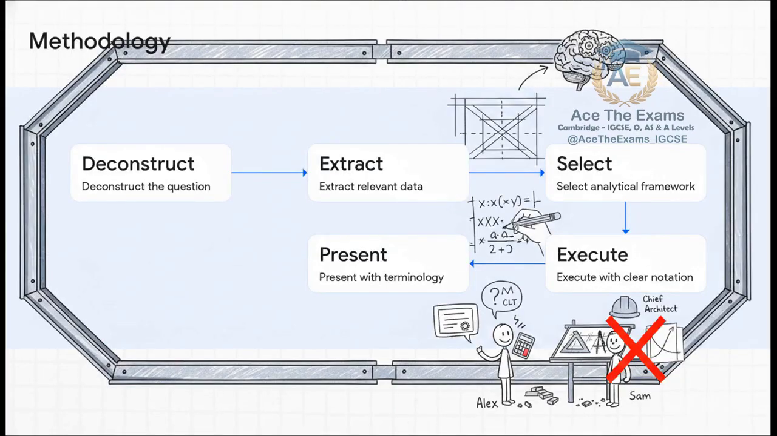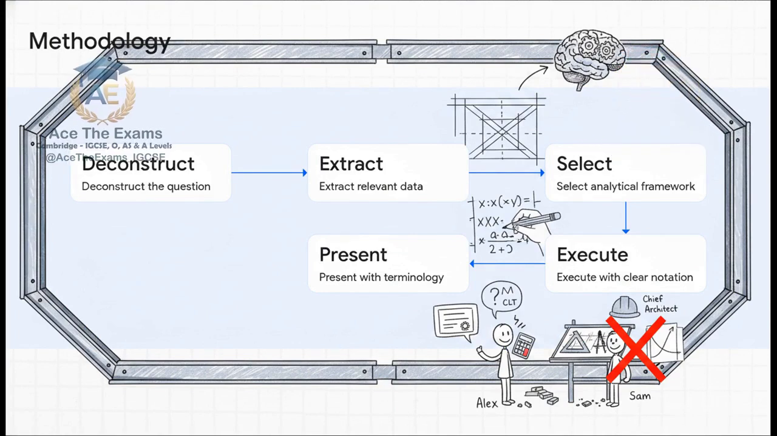Okay, let's walk through this 5-step sequential blueprint. This forms a load-bearing, totally unshakable mathematical response block for complex exam questions. Step 1, deconstruct the question. Step 2, extract relevant data. Step 3, select analytical framework. Step 4, execute with clear notation. Step 5, present with correct terminology.